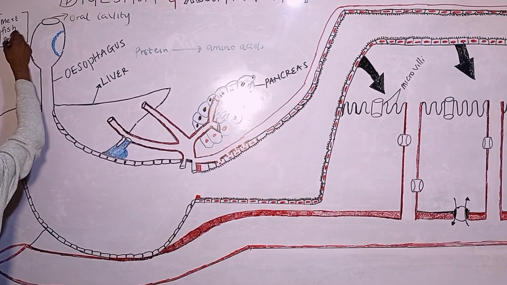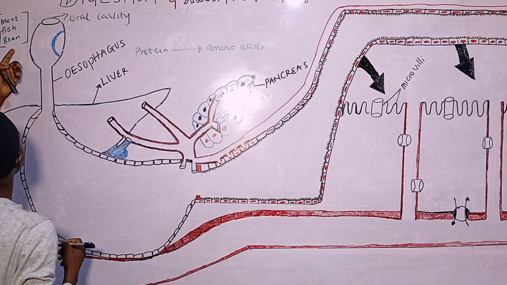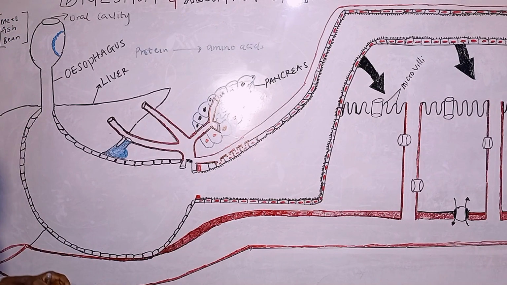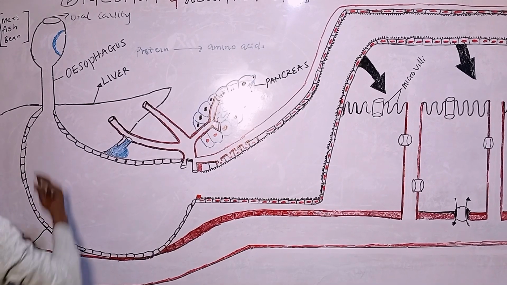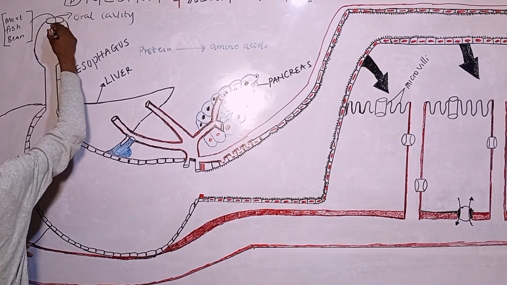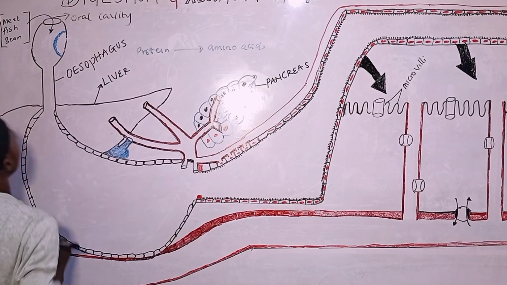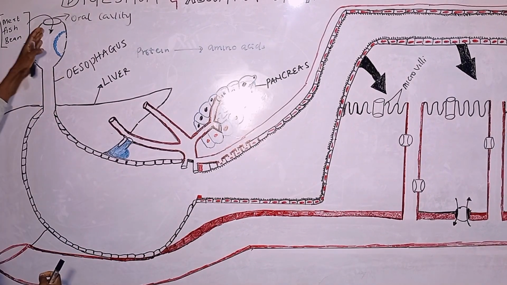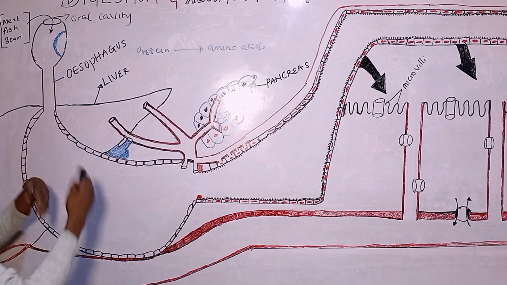Then let's simply say a little bit of beans. If you eat this food, what do they contain? They contain protein. They are rich in protein, right? They are proteinous food. Now let's say you ingest them. What actually happens in the mouth is that the digestion of protein doesn't take place in the mouth. So once you chew your food, you mix the food with the saliva.